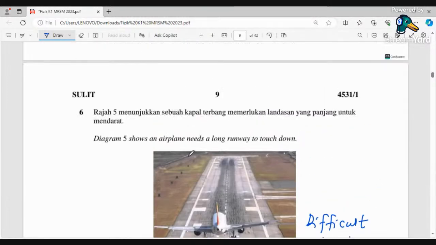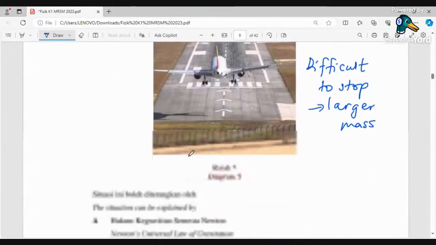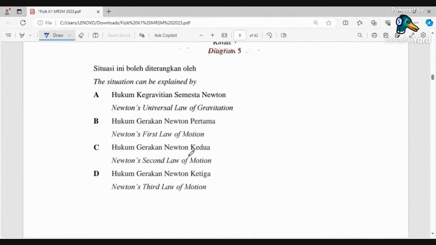Okay, so for number 6, if you look at the question, the answer here, which one is related to inertia or law of inertia? Okay, that one is Newton's first law, also known as law of inertia.